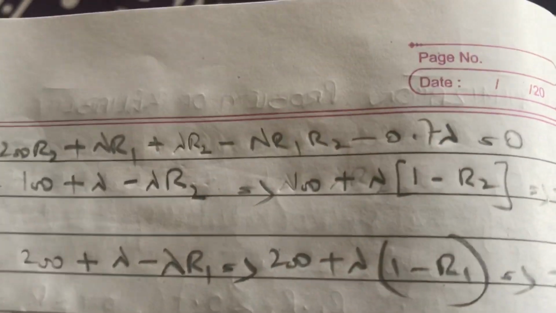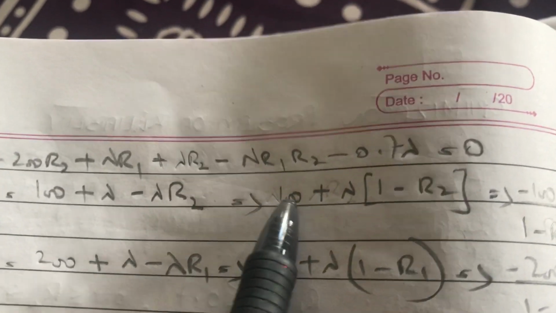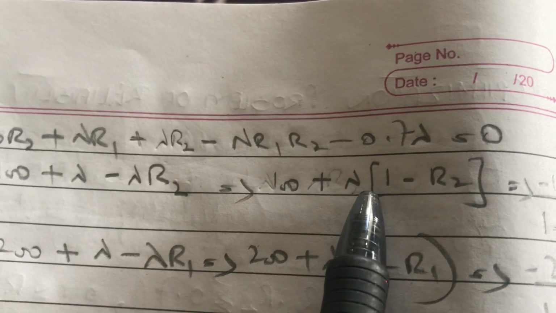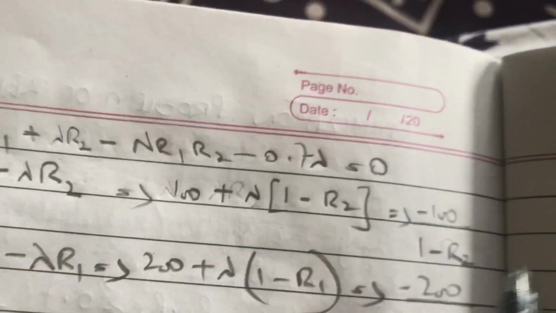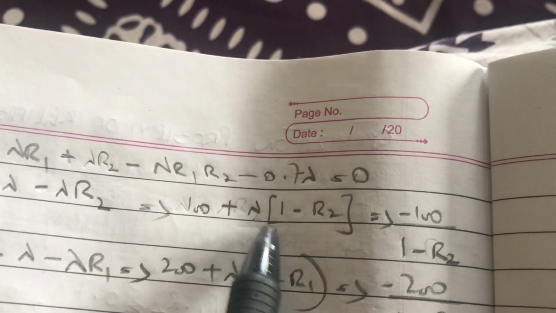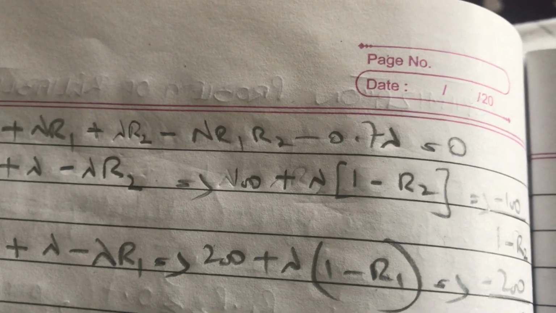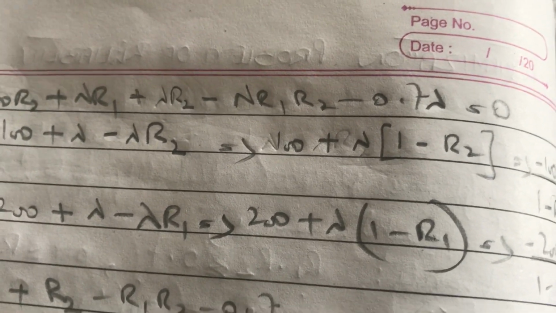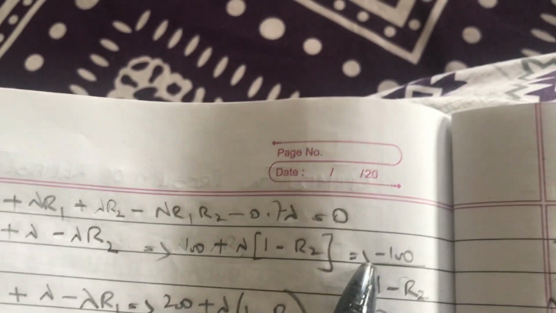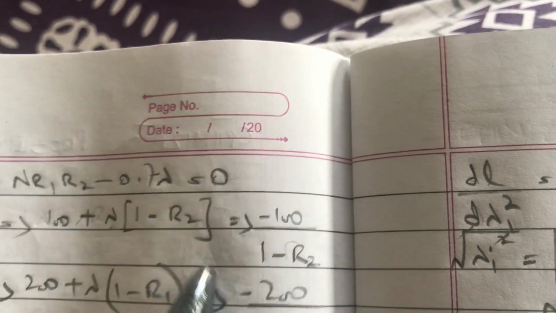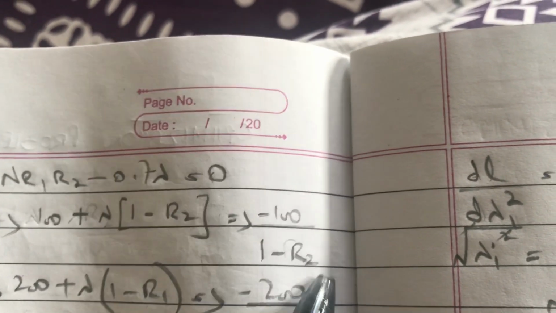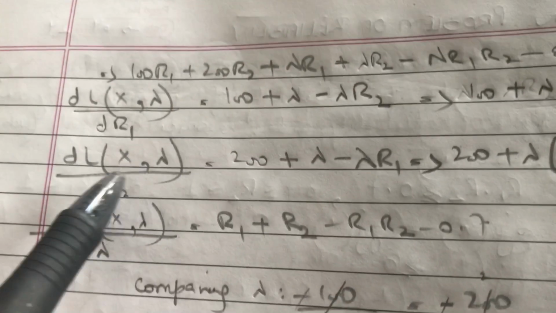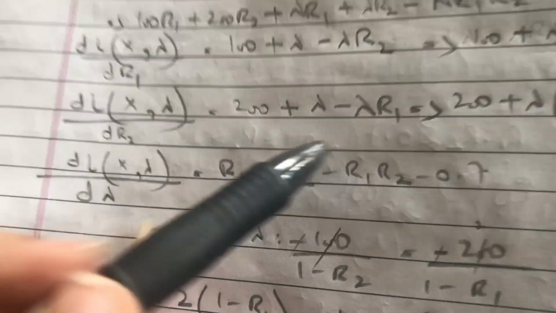Now what we did: 100 plus, we took this lambda out as common, and see what happens. We got the value for lambda, and lambda, you remember, is our Lagrange multiplier. So all these things we were doing for finding our Lagrange multiplier, that is lambda, and we have found an equation for this Lagrange multiplier, like this, in the form of minus 100 over 1 minus r2. The same we will be doing for this r2 function.